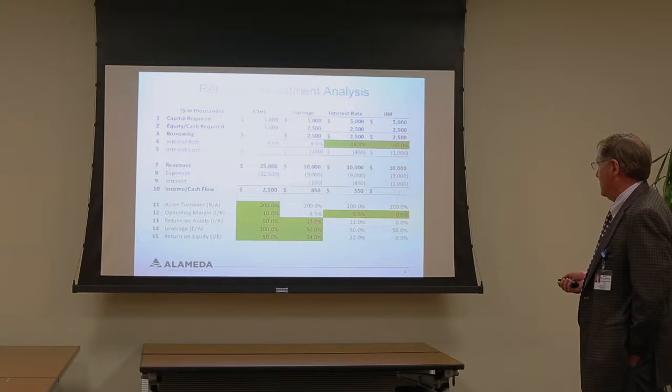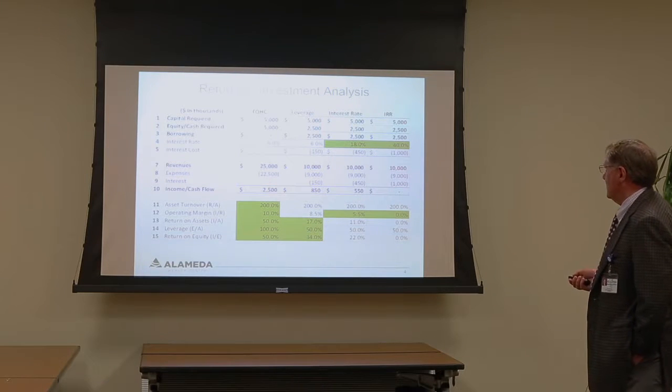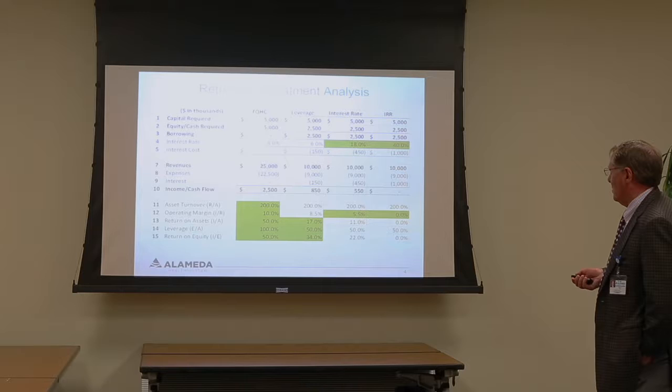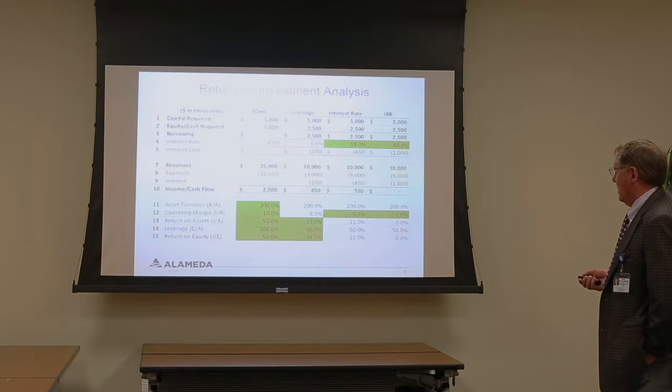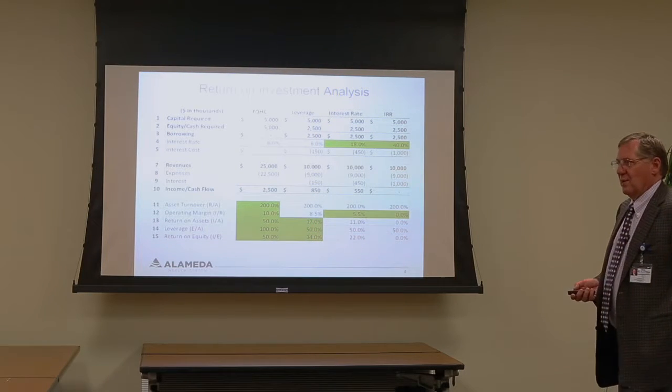But our return on assets is 17%. It's less. And the reason is that you basically multiply these two numbers together. What I'm trying to demonstrate here is the effect of leverage, which is that you double the return on equity.